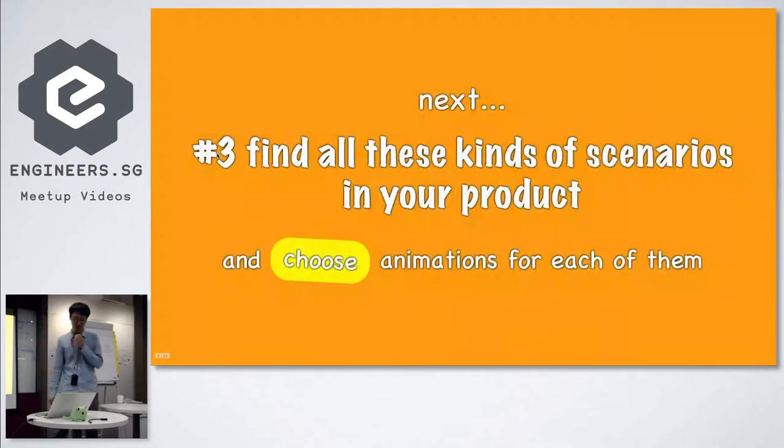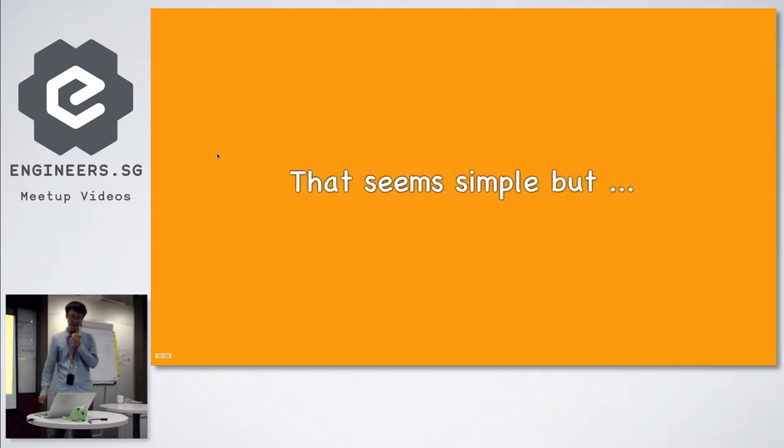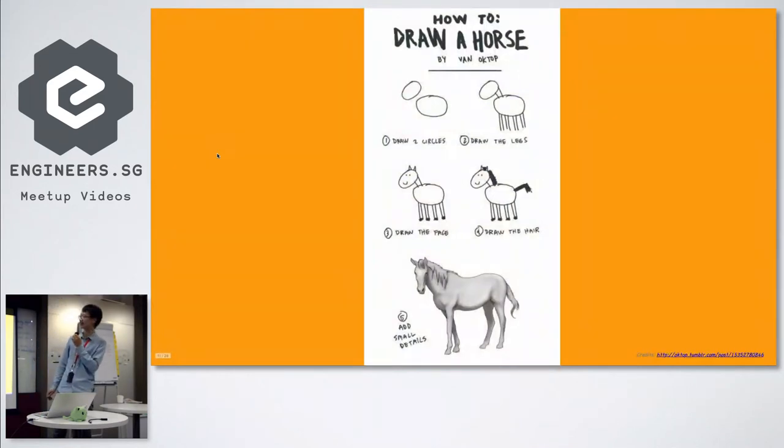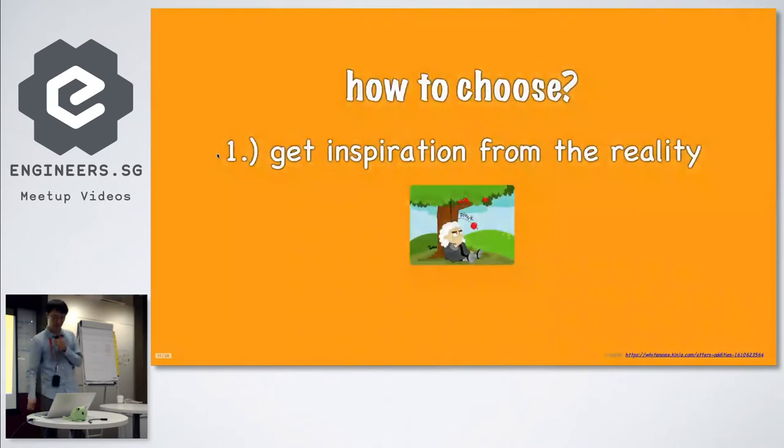Okay. And next, when we have got some common scenarios, the next thing is just to find all these kinds of scenarios in your product, and appropriately choose animations for each of them. That sounds simple, but maybe not. Just like this, how to draw a horse. You could easily do step one to step four. But what happens next? How do you make the final thing happen? Maybe it seems simple, but it's really hard. So we should find some way to do the last step. So how to choose or how to make this kind of animation effect is really important.